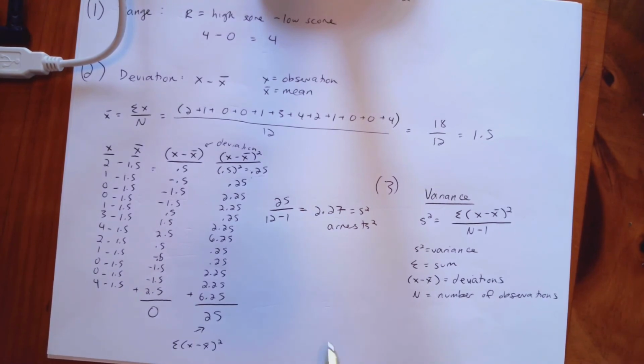And because of that, we have one more formula that we're going to look at that's going to give us a more easy to interpret measure of variability that's not relying on this kind of weird squared term. And that's going to be called our standard deviation.